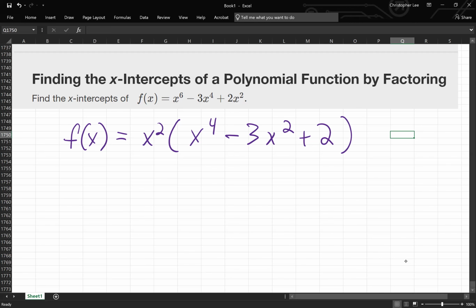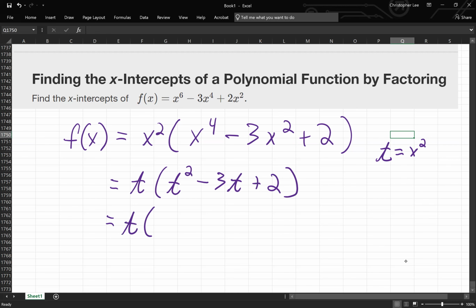Now what should I do after that? Should do a little substitution, right? Let's say that t is equal to x squared, for example. What would this become? Well, technically that'll be t. So x squared times t squared minus 3t plus 2. Let's factor that out. This is t. This is going to be what? t. What's my factors?